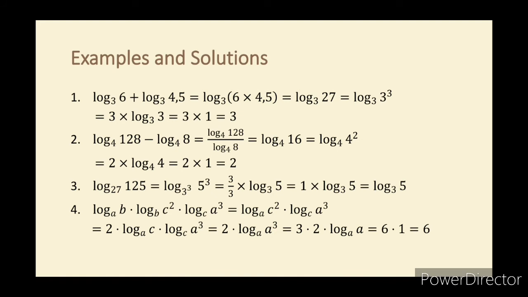Number 3. Log to the base 27 of 125 equals log to the base 3 raised to 3 of 5 raised to 3 equals 3 over 3 times log to the base 3 of 5 equals 1 times log to the base 3 of 5 equals log to the base 3 of 5.